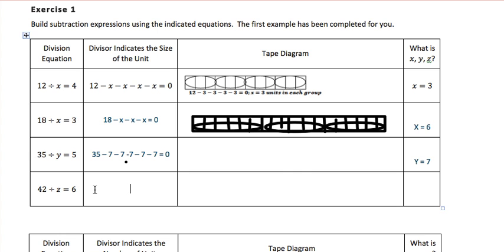And then in our final problem, we have 42 divided by z equals 6. So we're starting with 42. And we need to subtract z 6 times. Which will equal 0.